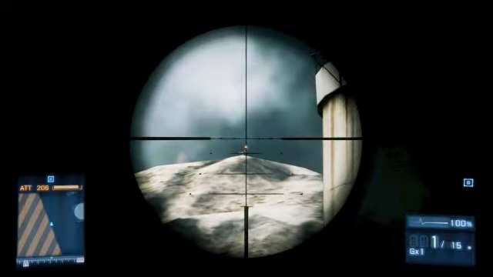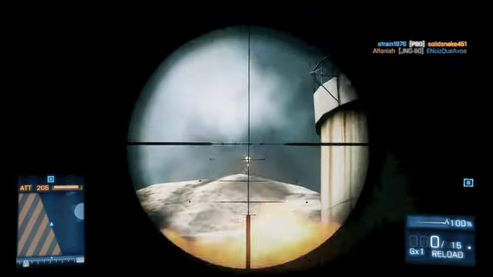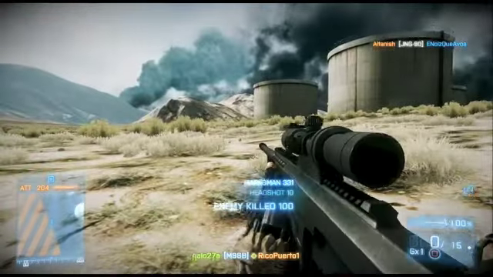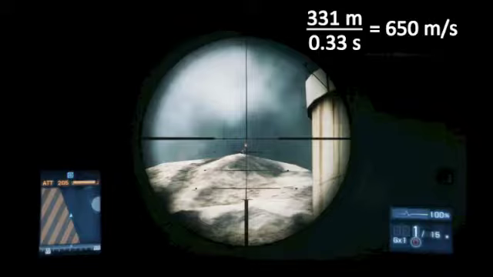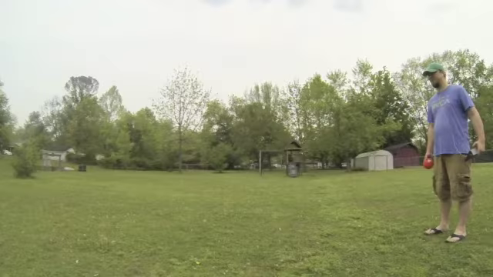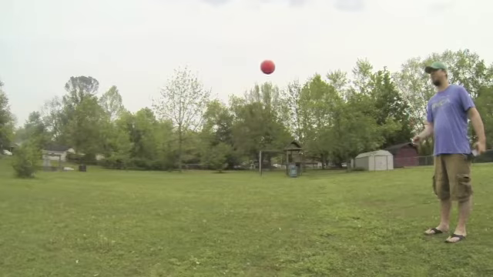I'll try it again with a different clip of mine. I take my shot. Now this time the distance is 331 meters, and the time is 0.33 seconds, which once again has given me 650 meters per second after doing the math. Now let's see how much gravity affects an object over the course of its travel time.